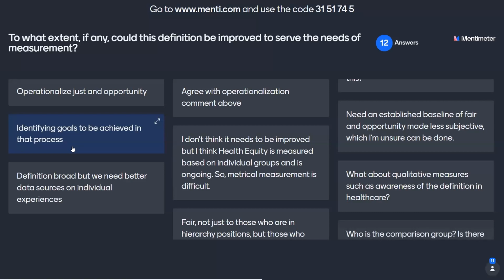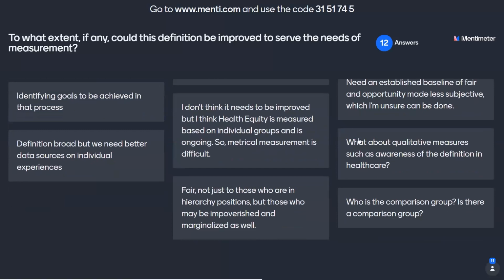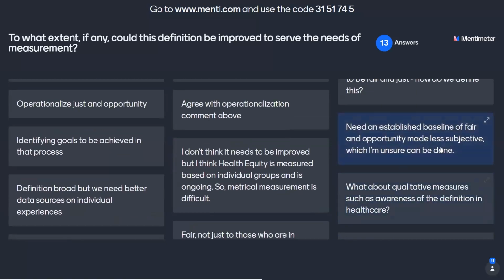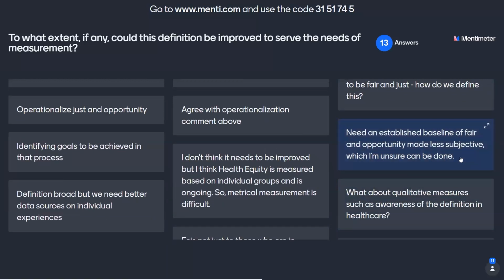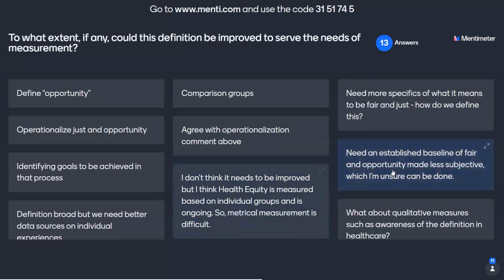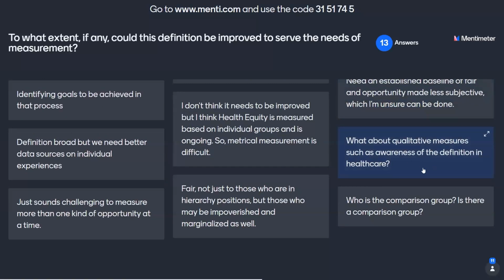Identifying goals to be achieved in that process, agreed. A definition, broad, but we need better data sources and individual experiences. Good point. We're going to get to that in the second discussion. Need an established baseline of fair opportunity to make it less subjective, which I'm sure can be done. Agreed. Again, it's difficult to figure out what that baseline is and for which groups we are talking about. Now, what about qualitative measures such as awareness of that definition in healthcare? Okay, right. I'm very interested in anything anyone has to recommend about ways we could move away from simply the quantitative measures that we often think about when looking at differences between groups.